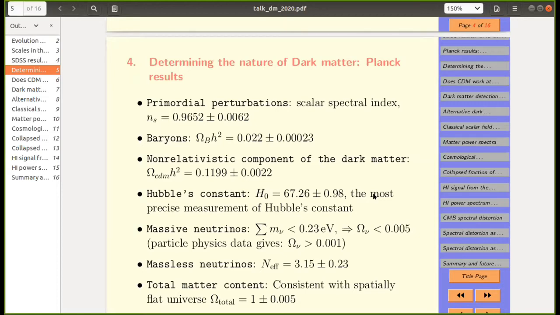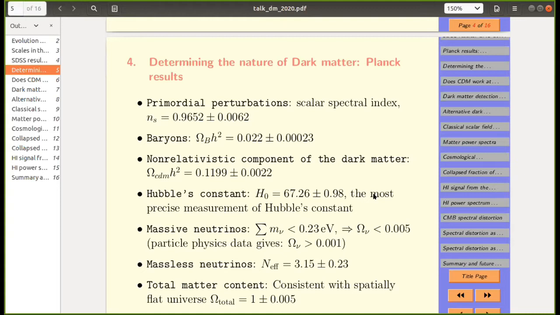Hubble's constant, again, that's another story. That is a very precise measurement of the Hubble constant. Massive neutrino, again, there are upper bounds on massive neutrino from the data, but this has not just come from CMB, other data sets have also been used. And we are still far away from the minimal that particle physics gives us based on the hierarchy data, but one will get there. Again, massless neutrinos, number of degrees of freedom are fixed, total matter content, spatially flat universe.